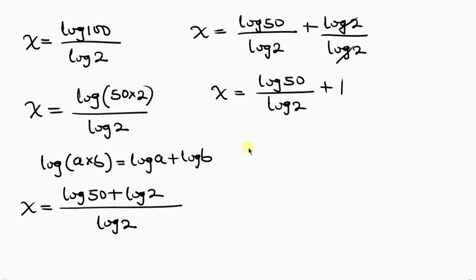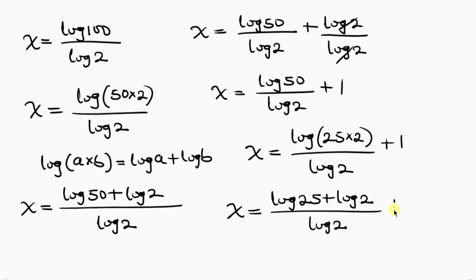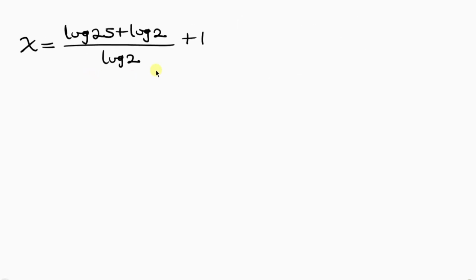And then simplifying further, we have x equal to log 50. 50 is the same as 25 times 2. Now this is divided by log 2, and then plus 1. Now we're going to apply this law of indices once again to what we have here. So we have x equal to log 25 plus log 2, all over log 2, and then plus 1. So now let's split the fraction.